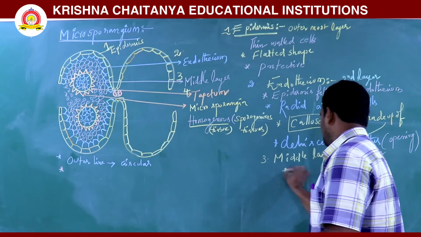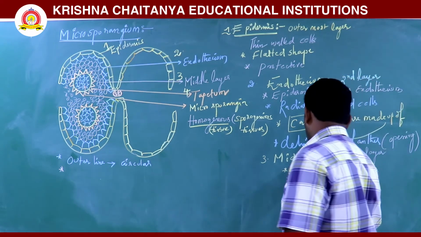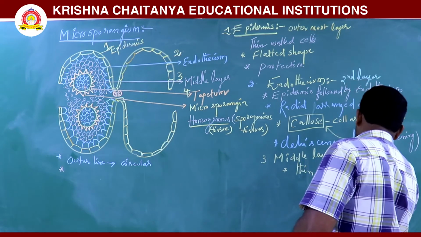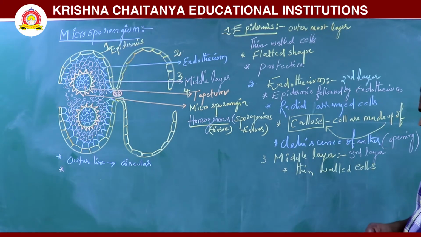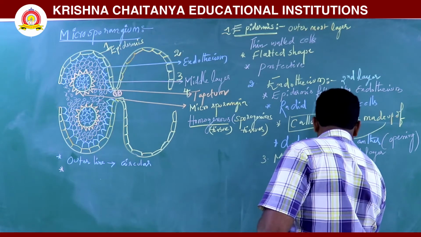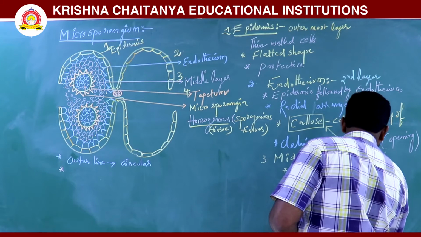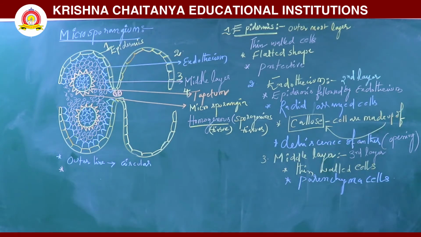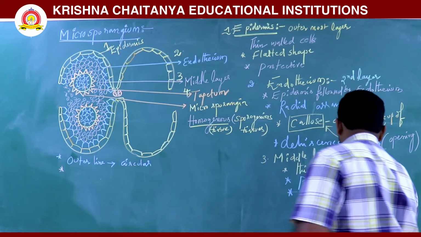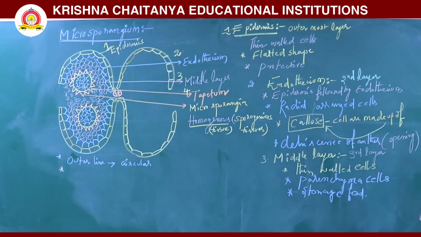The middle layer consists of thin-walled cells, mainly parenchyma cells. It also helps in the storage of food material.